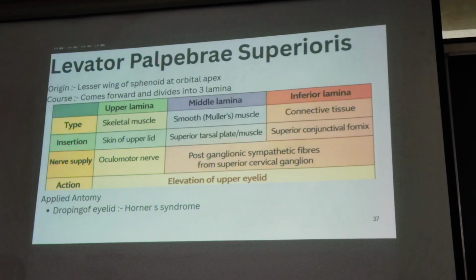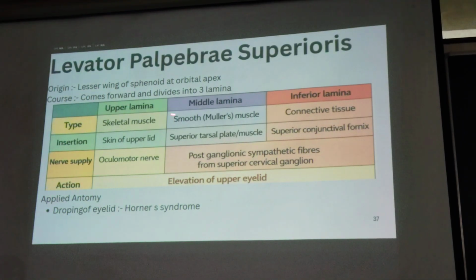The nerve supply: the upper lamina is supplied by the third nerve, the oculomotor nerve, while the other two are supplied by the postganglionic sympathetic fibers of the superior cervical ganglion. Overall, the action of levator palpebrae superioris is elevation of the upper lid.